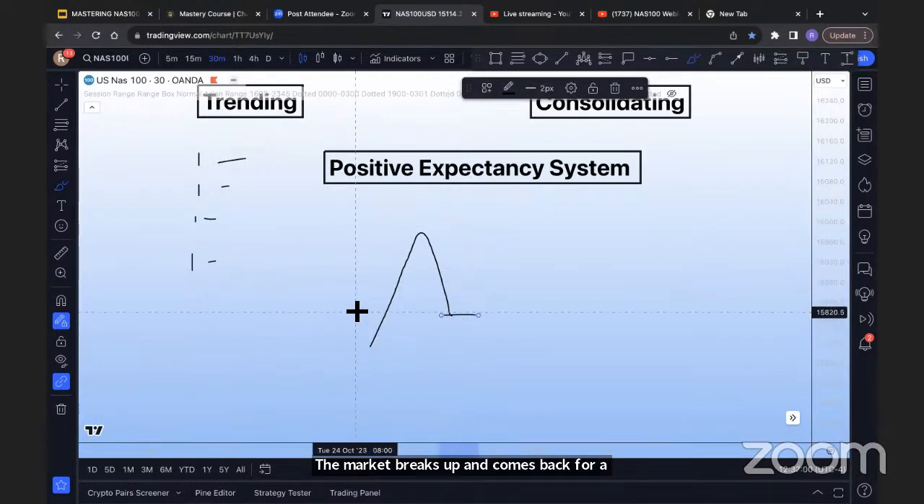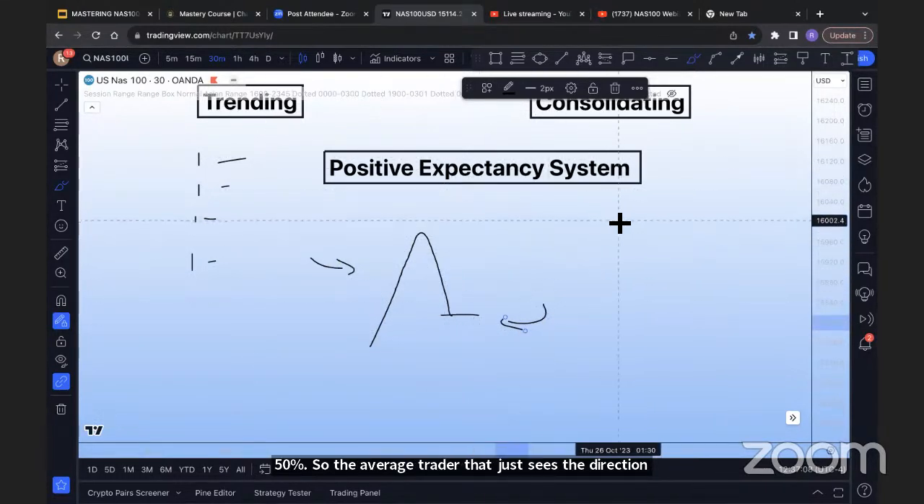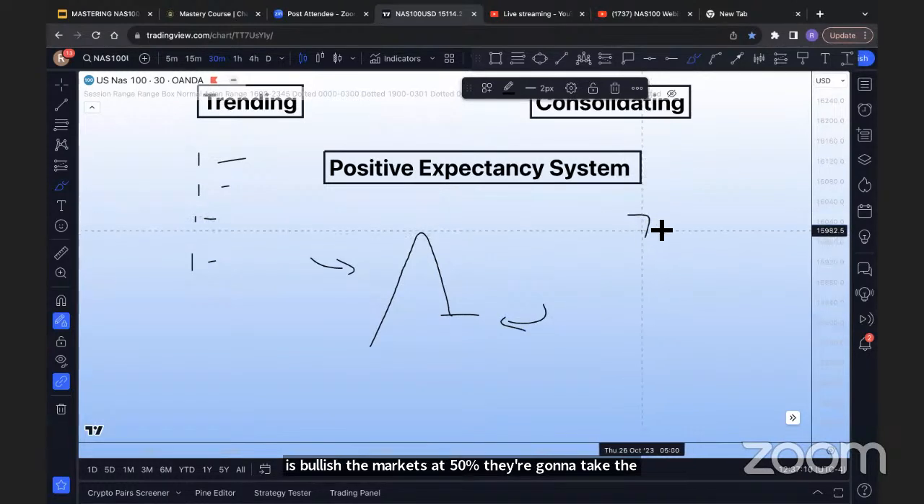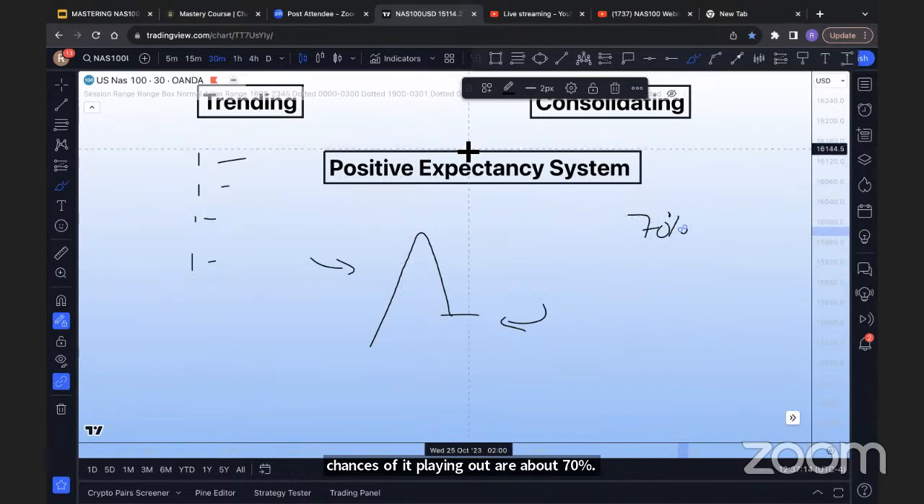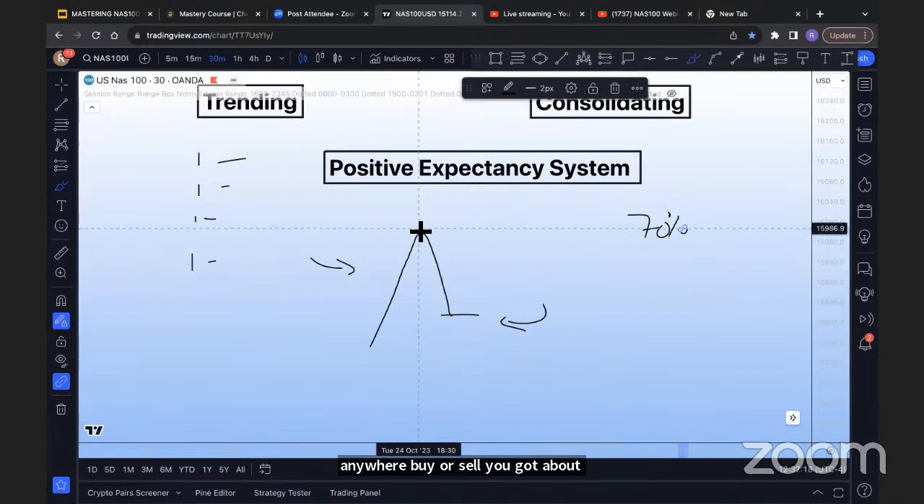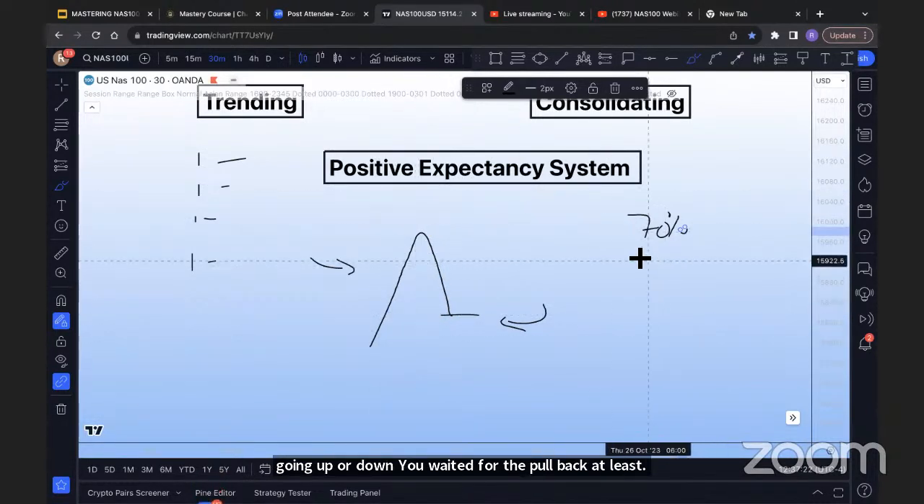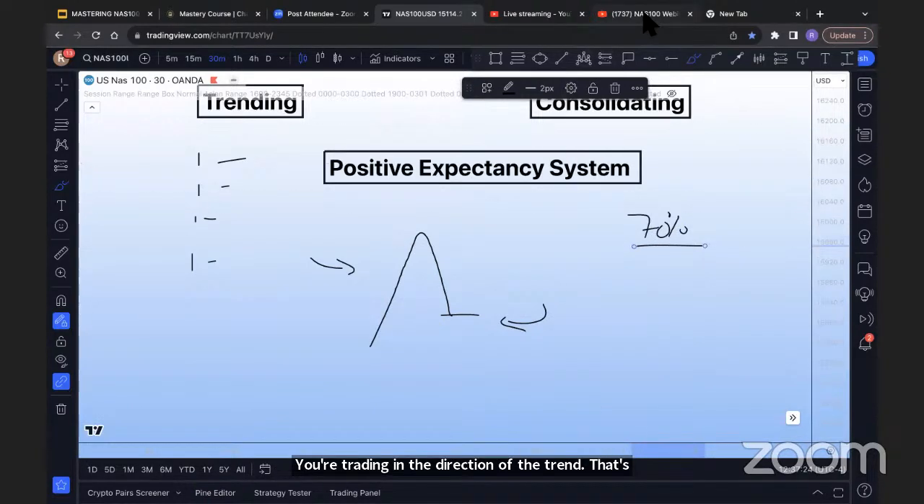And so the average trader that just sees the direction is bullish, the market's at 50%, they're going to take the trade. 2 confirmations. Let's say the chances of that trade playing out are about 70%, which is pretty good. If you just took a trade randomly anywhere, buy or sell, you got about a 50-50 chance of it going up or down. You waited for the pullback at least. You're trading in the direction of the trend. That's going to give you the best chance possible to make money.